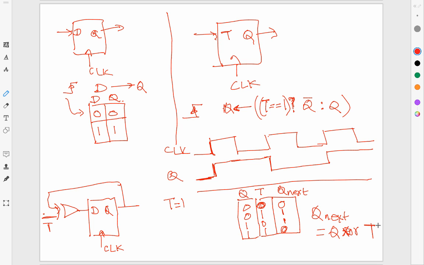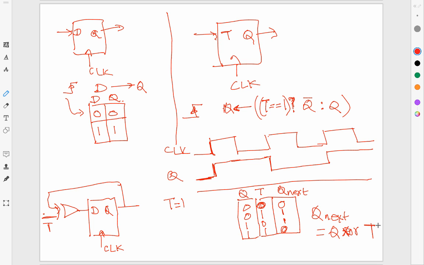So the T flip-flop is nothing but sort of an expansion. It's something that you can build using a D flip-flop. But since the T functionality is often very useful, we often end up having that available as a module itself. So we saw D, we saw T.